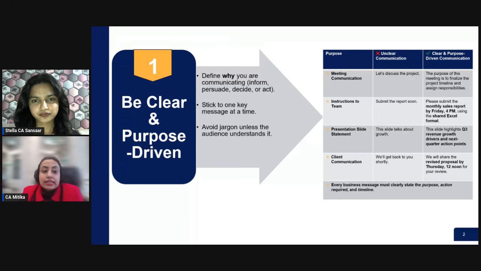So, what is the key takeaway from rule number 1? Always remember, every business message must clearly state the purpose, action required, and the timelines. I'll repeat, every business message must clearly state the purpose, action required, and the timelines. So, this concludes our rule number 1.